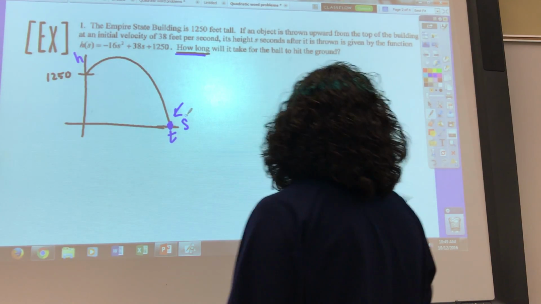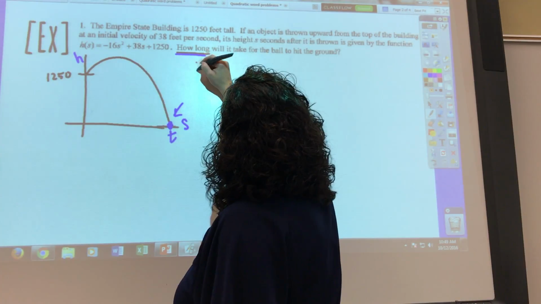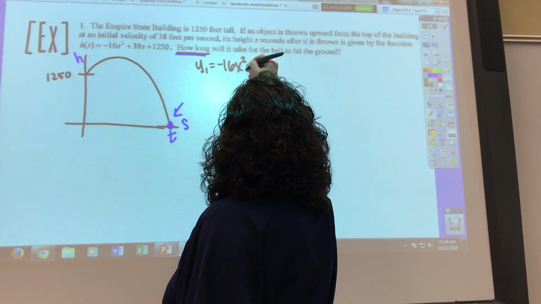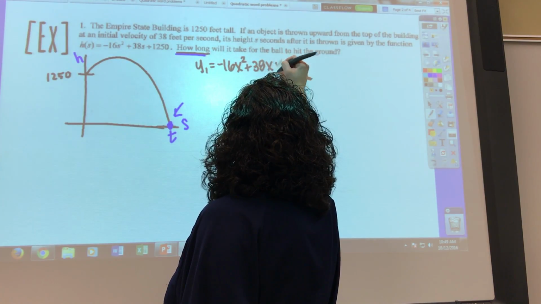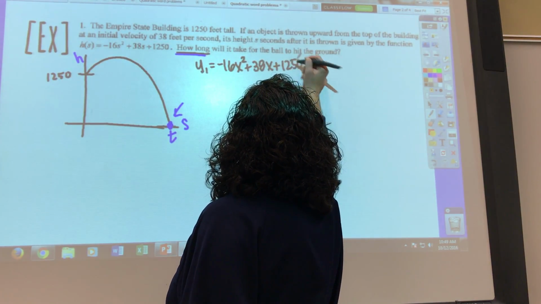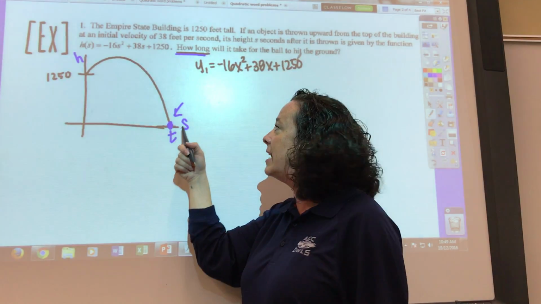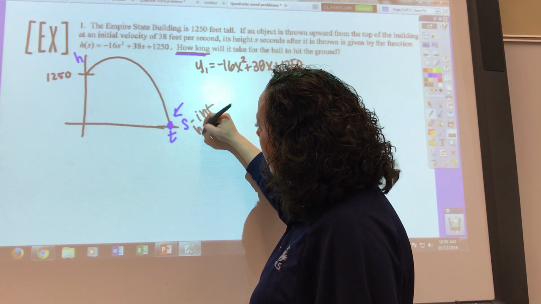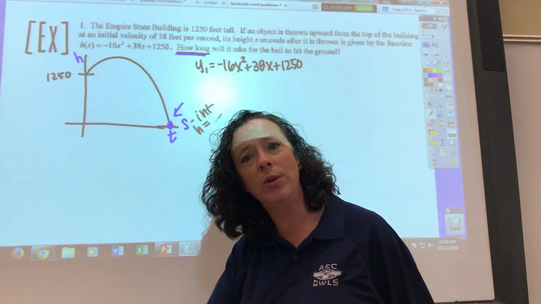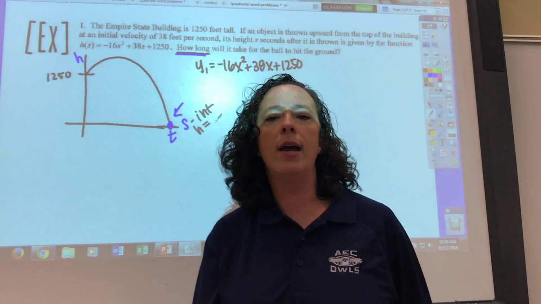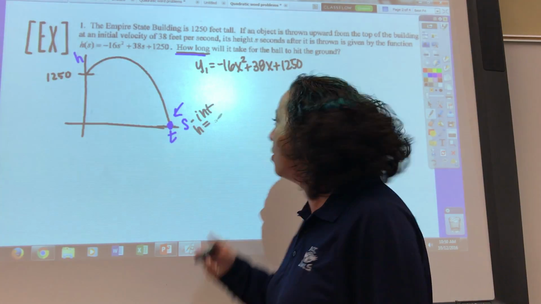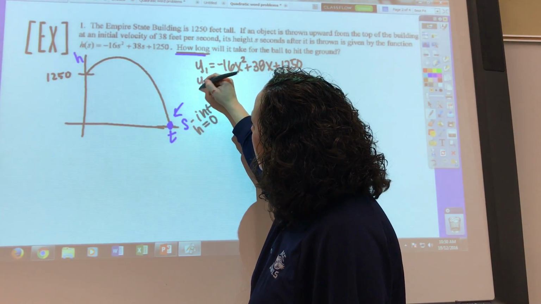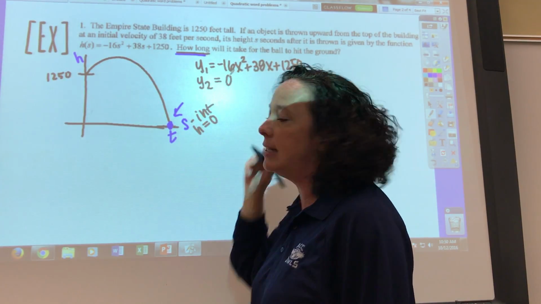So how do we set this up in our calculator? Well, in y1, we put negative 16x squared plus 38x plus 1,250. And remember, what do we want? This is an s-intercept, which means the height is what? When it hits the ground. What's the height? Where are my feet right now? They're at h equals 0. So we want the height to be 0, which is like y. So what are we going to put in y2? We're going to put a 0.